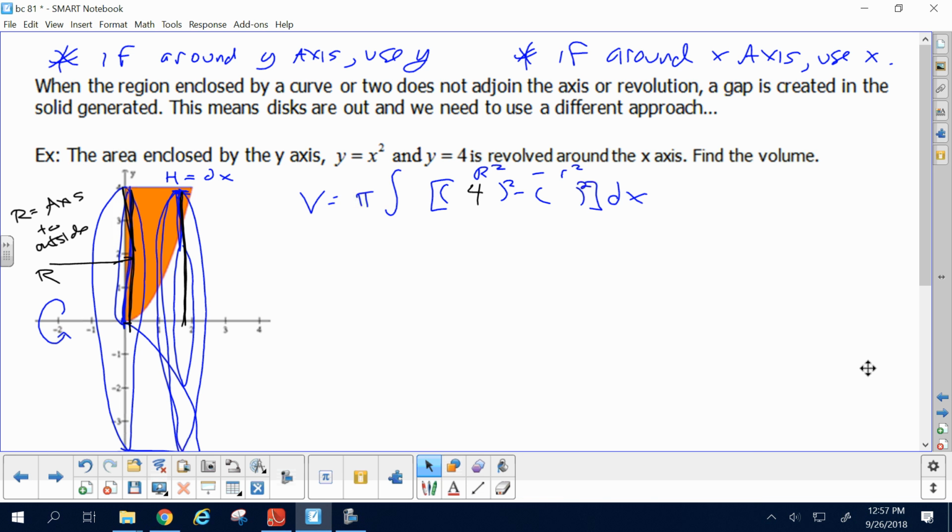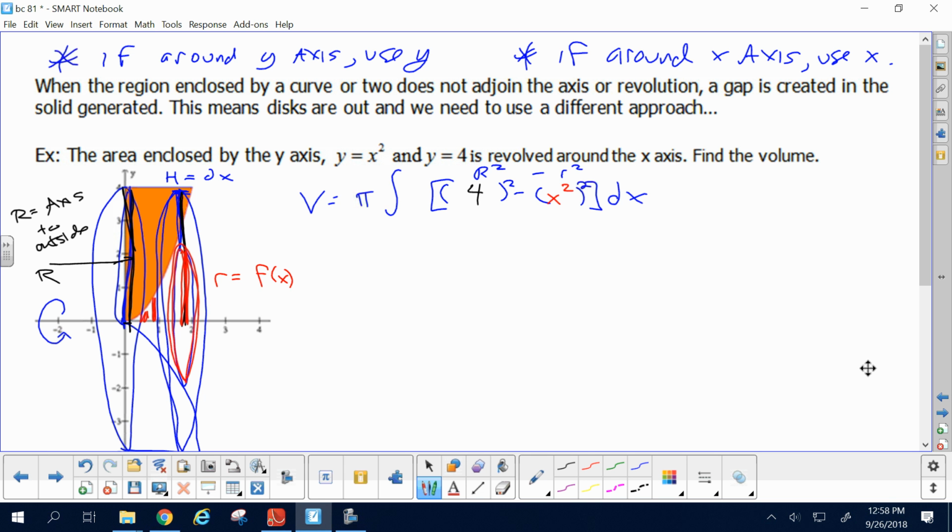Now, compare that to little r. I want your eyes to go to the inside circle. Here's the circle we're taking away. Here's the radius of that circle we're taking away. So what does little r relate to? What do you think? It's here, and then it's here. It seems like it's getting bigger and bigger. Little r is the function, in this case x squared. Okay. So, little r is x squared. What's the integration?